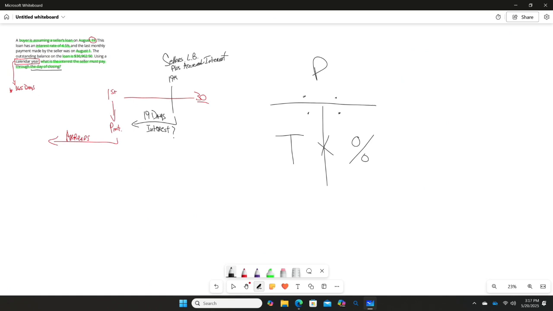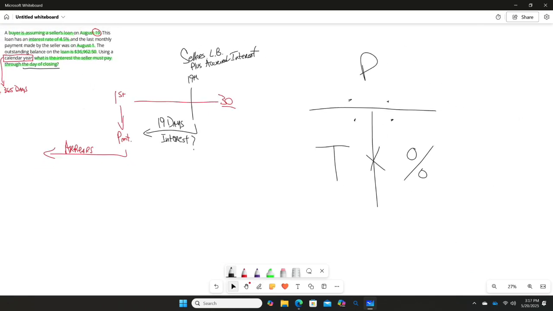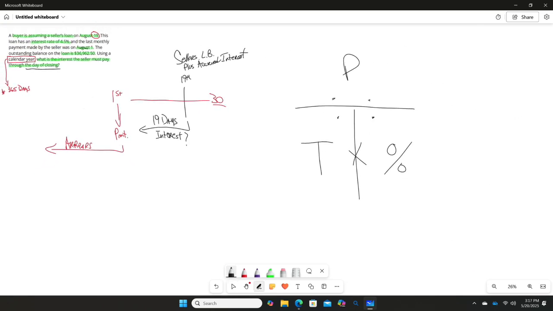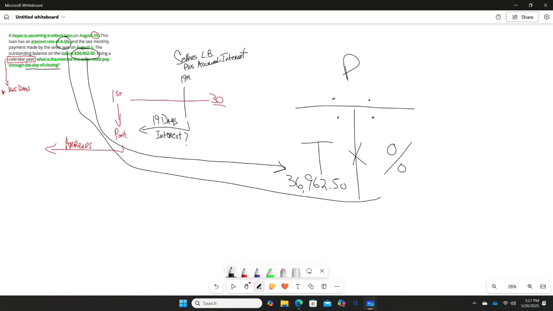So total is always bigger than part, right? In this case, we really just have the two numbers we need, the 36,000. So I'm going to plug this in right here, 962.50. That's the current loan balance. That was the balance after they made the August 1st payment. And we also know the interest rate is 4.5%. That's going to come over here on the rate.